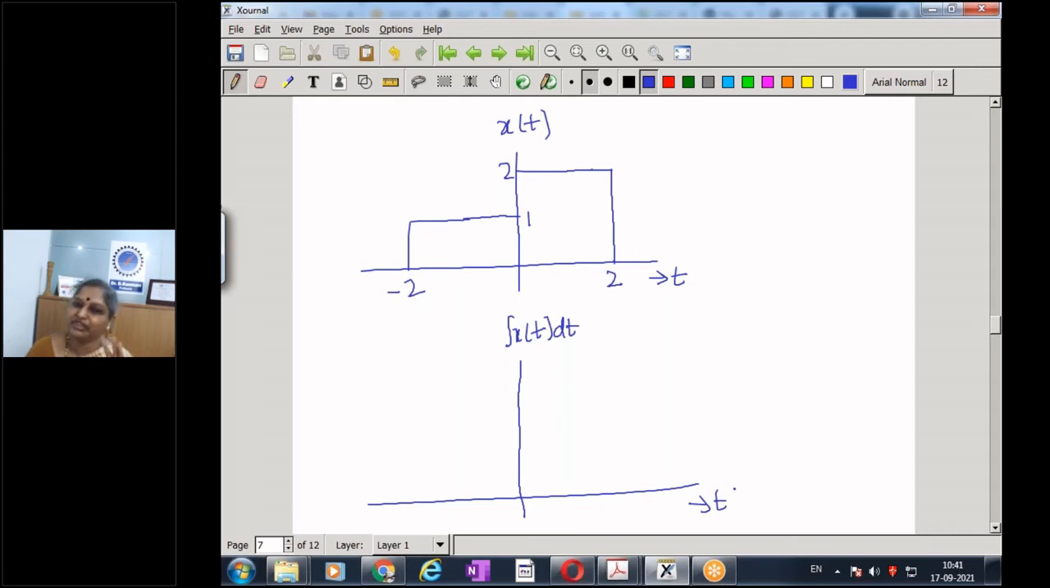So once again, I always walk from minus infinity. I walk from minus infinity and come till minus 2. There is absolutely no signal till minus 2, so the integral of x of t is 0 till minus 2. Then what happens at minus 2? Let me walk a little ahead. Let me go to minus 1.